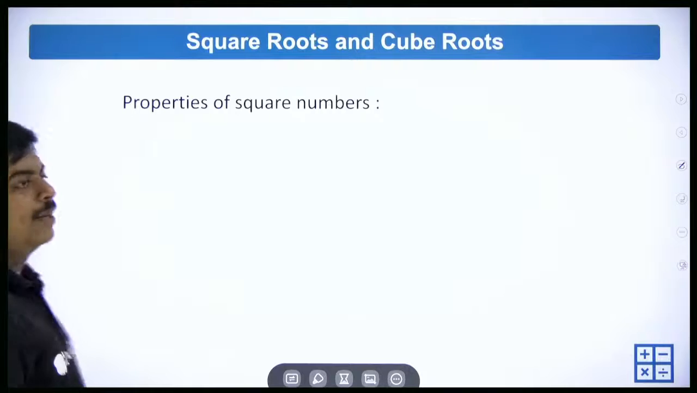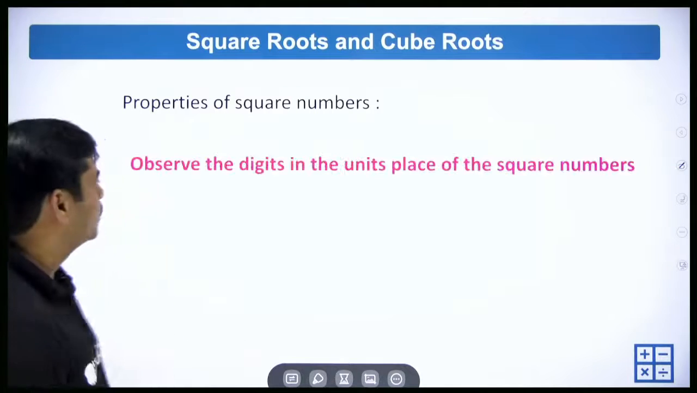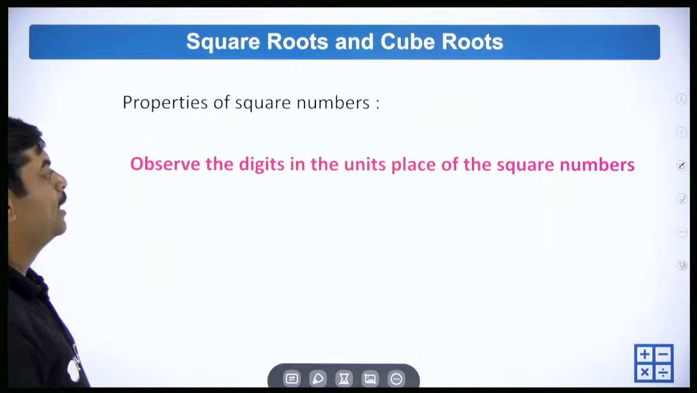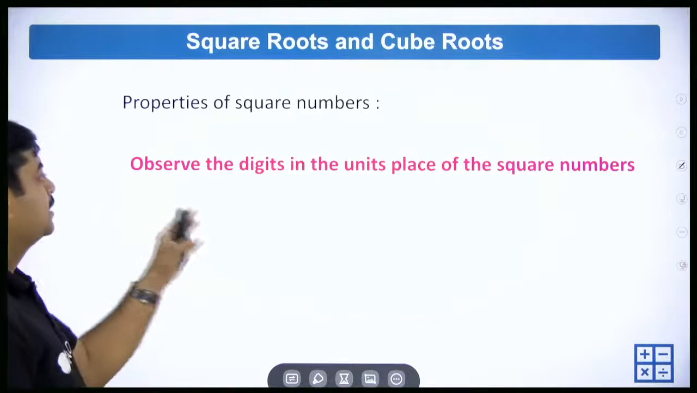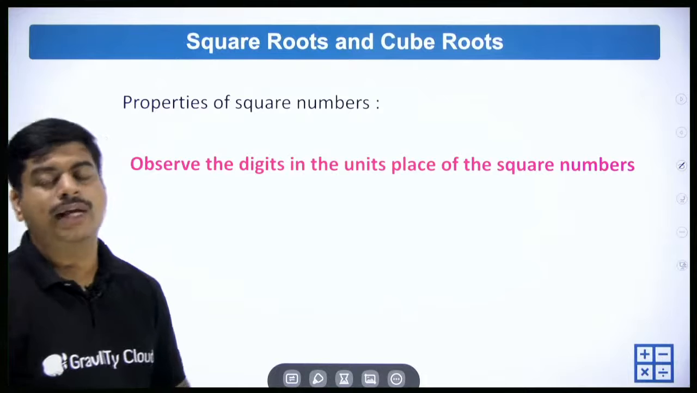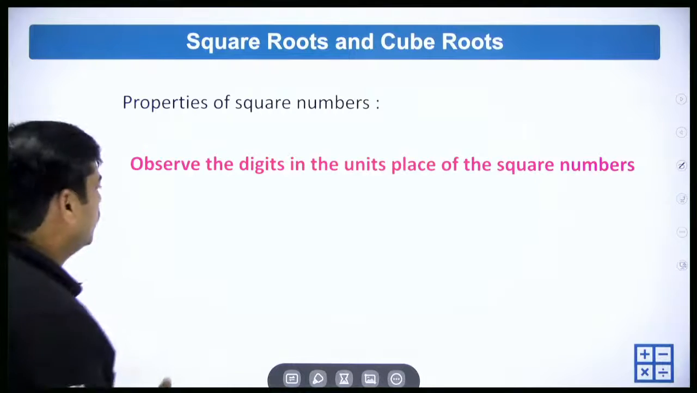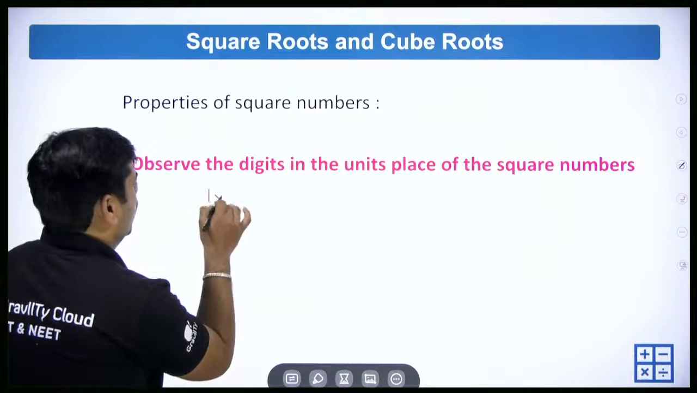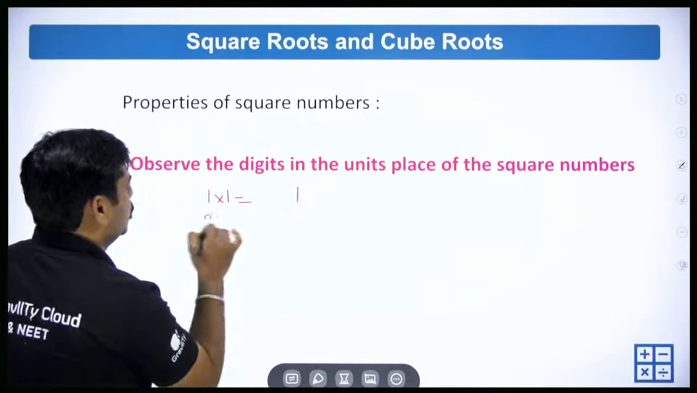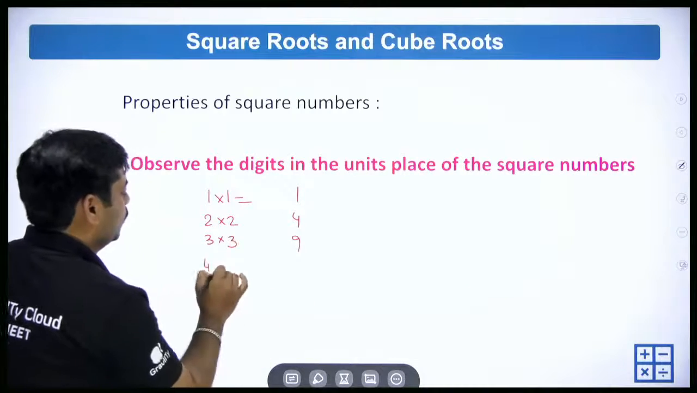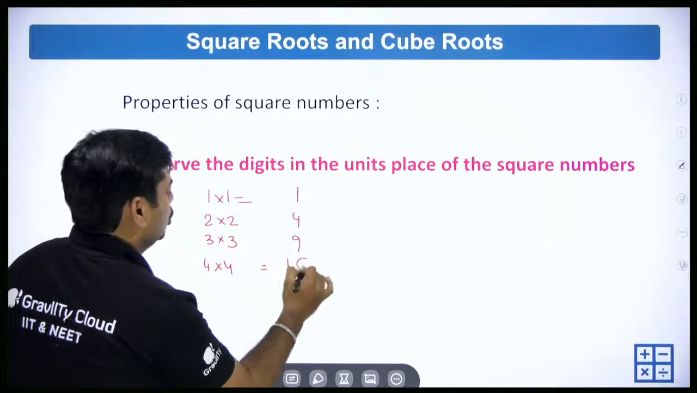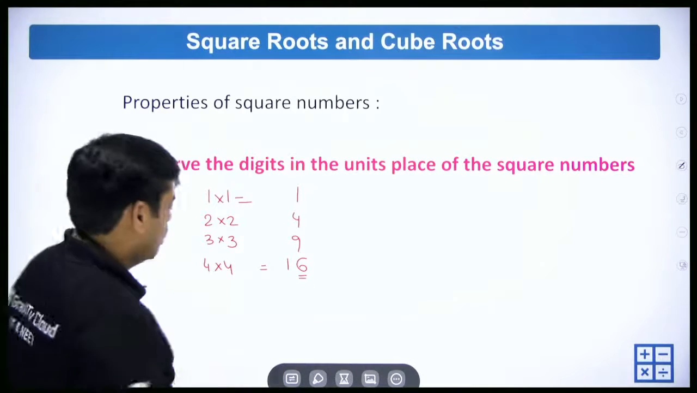Okay. What else? Properties of square numbers. Let's try to understand a few properties. Observe the digits in the units place of a square number. For example, 1 into 1, we get the units digit as 1. 2 into 2 is 4. 3 into 3 is 9. 4 into 4 is 16, where the units digit is 6.